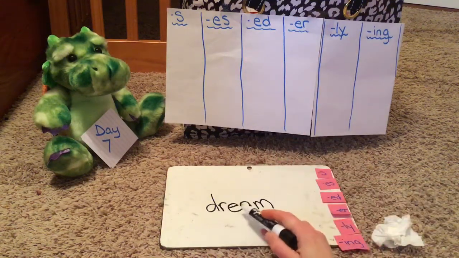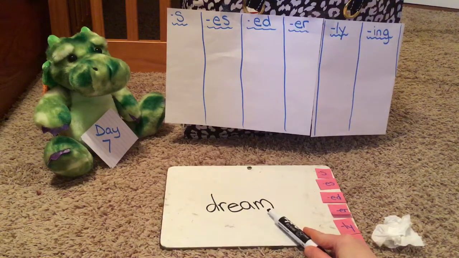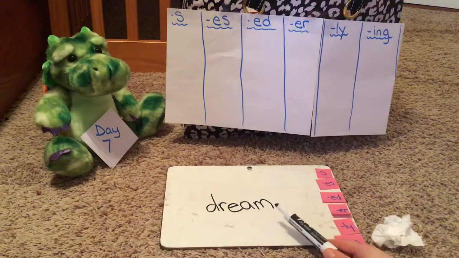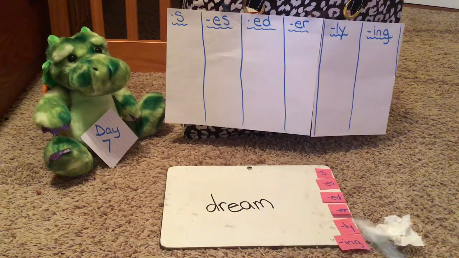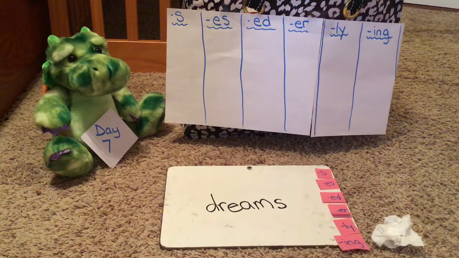So my word is dream. All right, I want to change my word to dreams. Now when I'm changing my words by adding extra endings, I need to notice what the last letter is. The last letter is an M. It's a consonant. So when I have a word that has a consonant at the end, I am just going to add the ending. To change my word to dreams, all I have to do is add an S. Dreams, dreams. I didn't have to change anything. I just added the S.